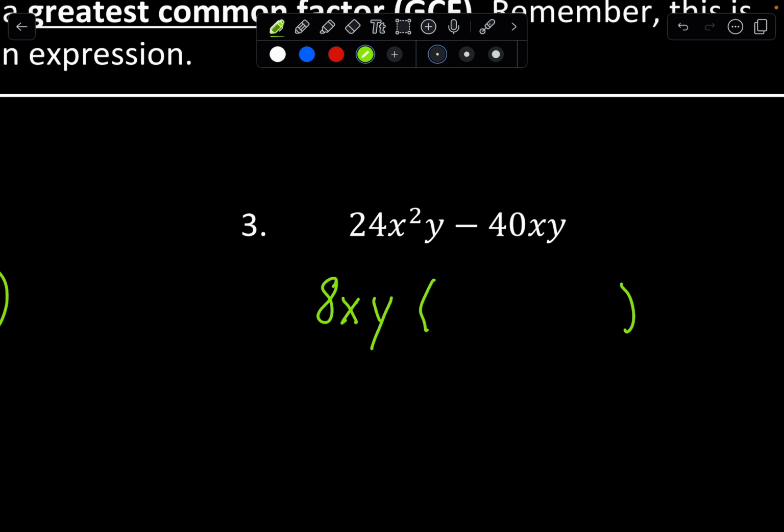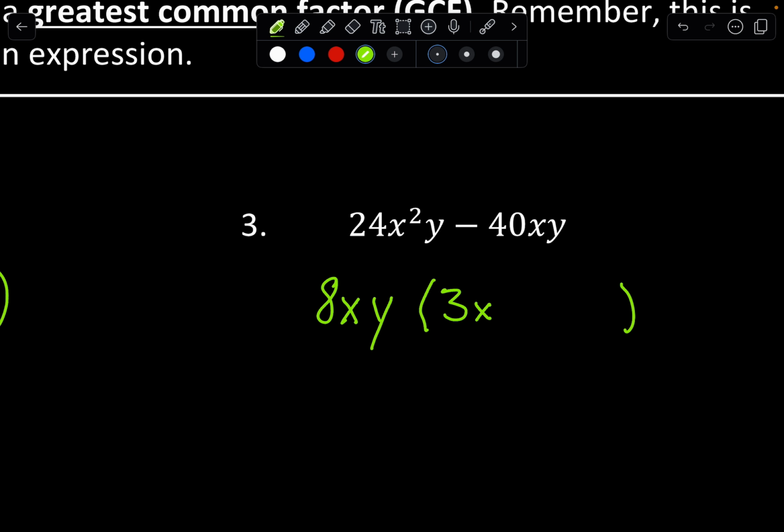So the question now is, what do I take times 8xy to get 24x squared y? What do I take times 8xy to get -40xy? On the first one, I would need a 3 to multiply times 8 to get a 24. I would need an x to multiply times the x that I factored out to get an x squared. And then we already took the y out, so I would just leave it as a 3x.